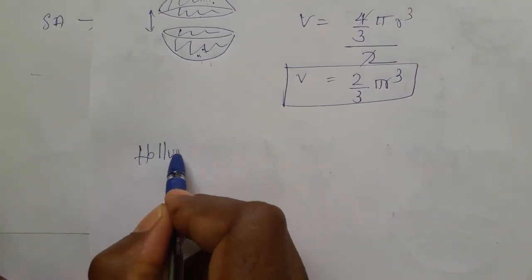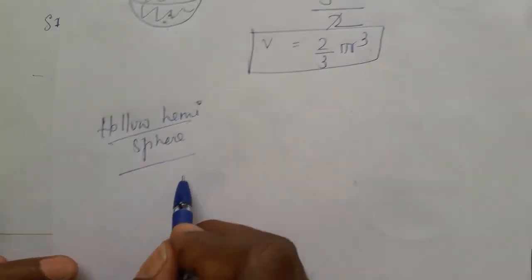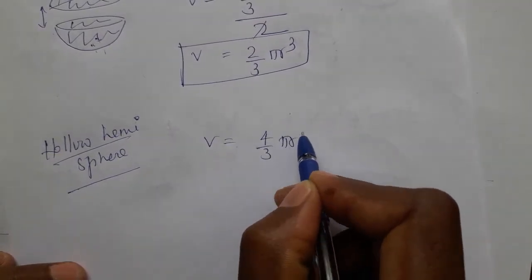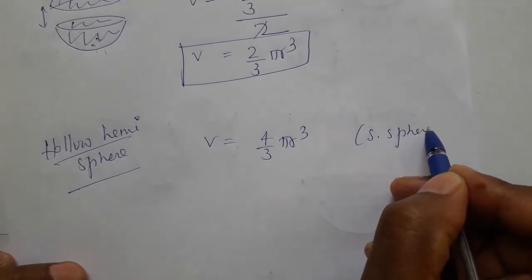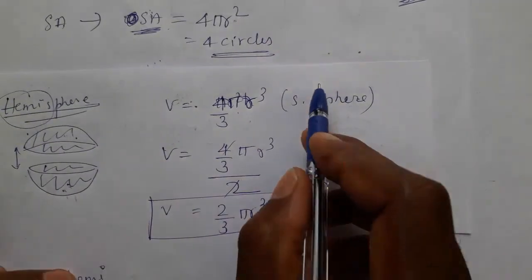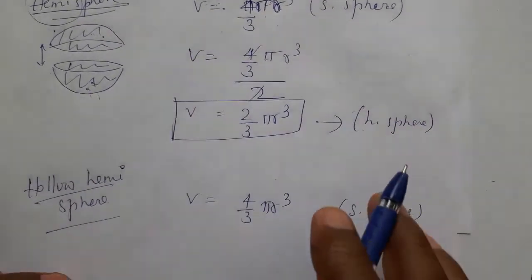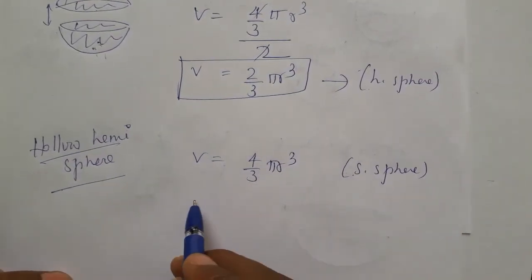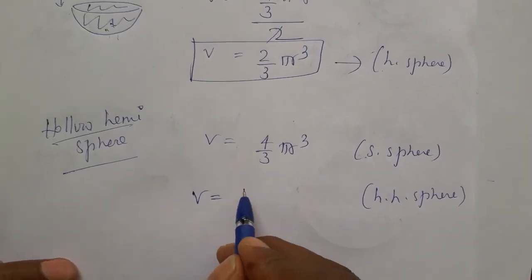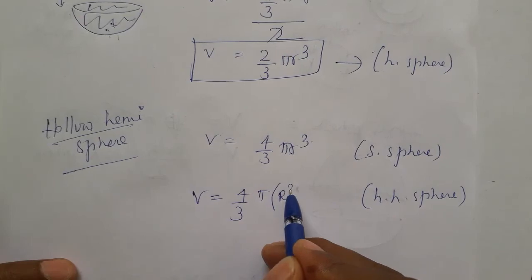Next, the last one is the hollow hemisphere. The volume of a sphere is 4 by 3 pi r cube. This is the solid sphere formula. This is the hemisphere: the solid sphere divided by 2 is 2 by 3 pi r cube, as hemi means half. Now the volume of the hollow hemisphere. See, again 4 by 3 as it is, pi as it is. Now r cube is converted into big R cube minus small r cube.